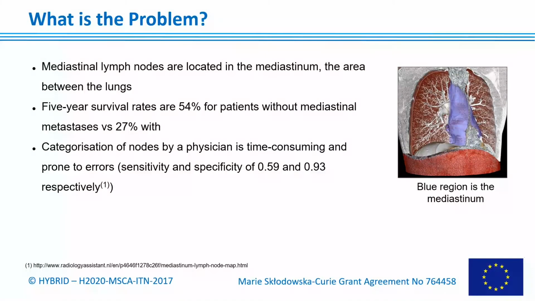What's the problem? Mediastinal lymph nodes are found in the mediastinum, which is this blue area between the lungs. For patients with lung cancer, the presence of metastases at these nodes significantly affects prognosis. Currently, the nodes are detected on FDG PET-CT scans by a physician, but this is time-consuming and prone to errors.